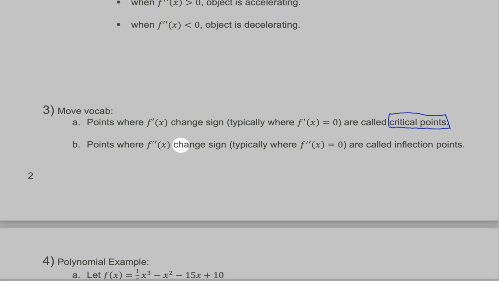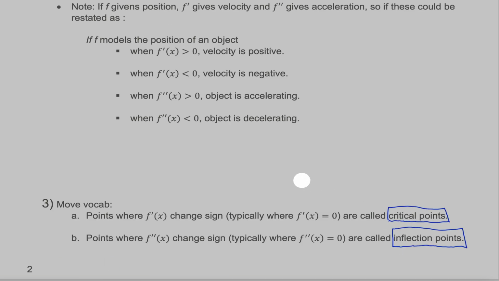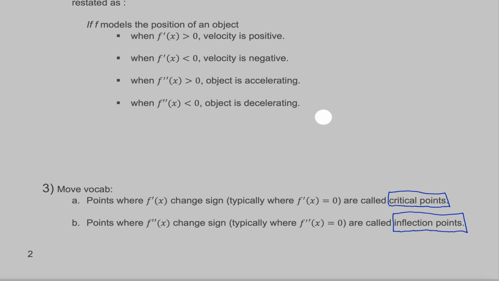What about the second derivative where that changes sign? Well, typically it happens when the second derivative equals 0, right? Because if you're kind of going from positive to negative, you're going to cross over a 0, loosely speaking. Those points are called inflection points. Critical points and inflection points are really important, and it'd be nice if you could locate those on the graph, and that's what we're going to start the next video with.